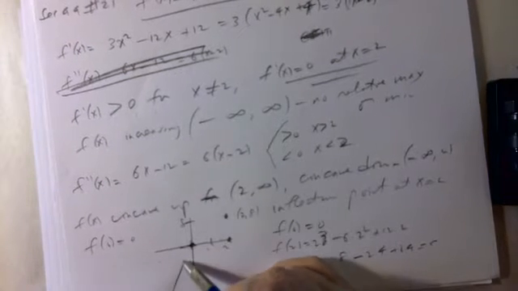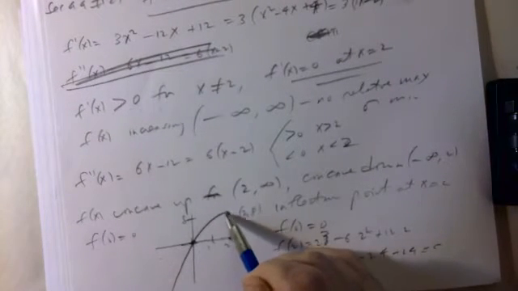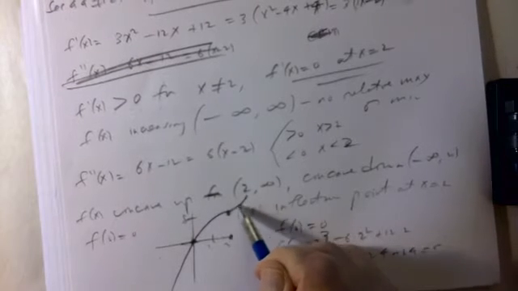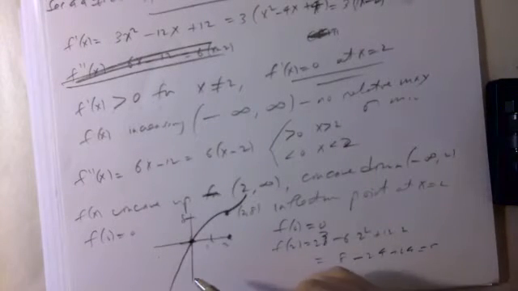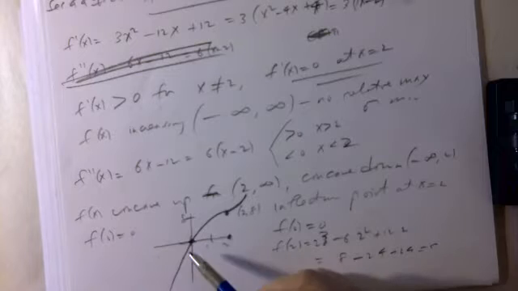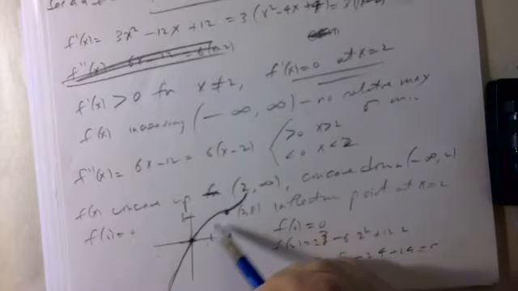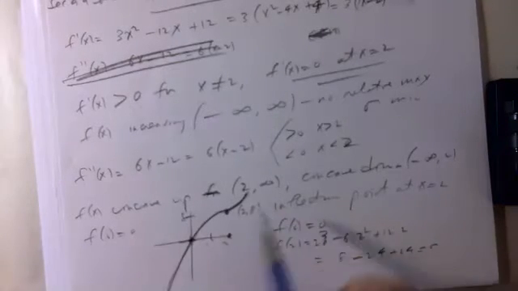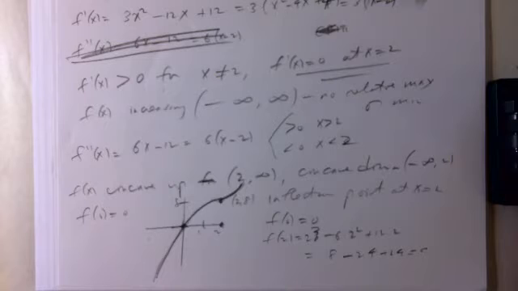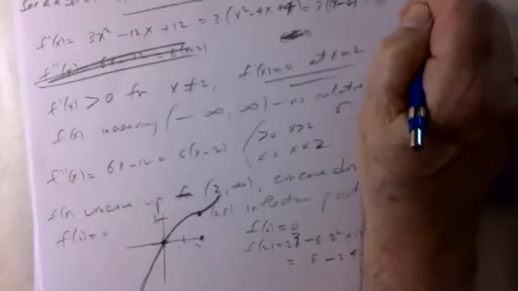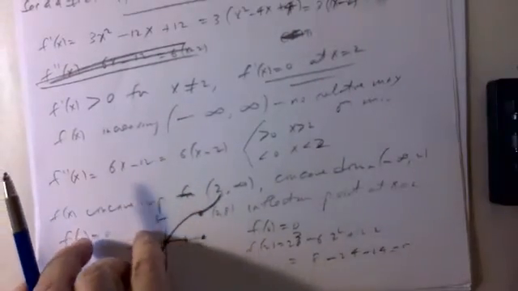This curve is concave down until you get to the inflection point, and then it's concave up, but it's always increasing. So there's one inflection point, the curve is increasing everywhere, and it's concave down, then concave up. Okay. Any questions about that?